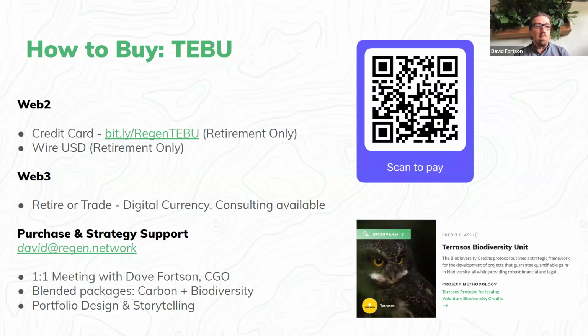So at least as far as your ability to purchase today, they're $25 per TBU. You can purchase them via Stripe with your credit card, or you can go on to the Regen Network marketplace and with a crypto wallet purchase the credits and retire them there directly.